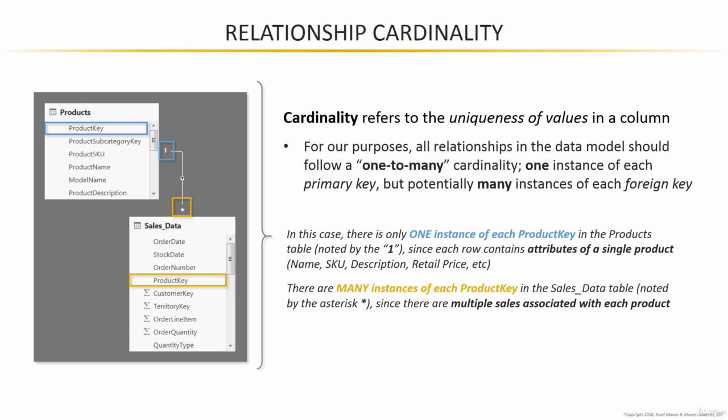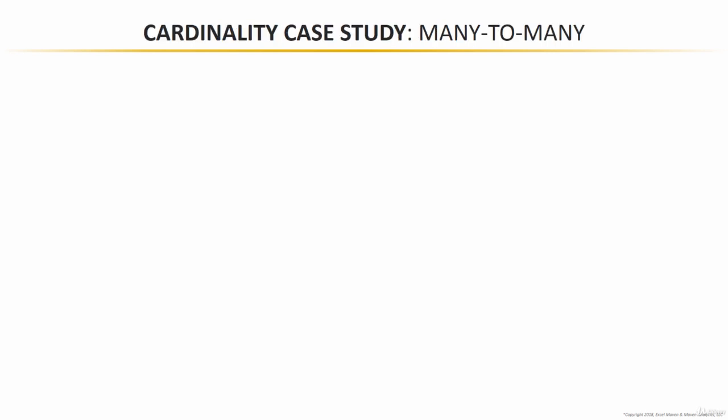Now, the other types of cardinality that we're trying to avoid here are many-to-many or one-to-one. So I thought it would be helpful to put a little case study together for each of those two to show you why we'll be using one-to-many relationships instead. So our first cardinality case study is many-to-many.